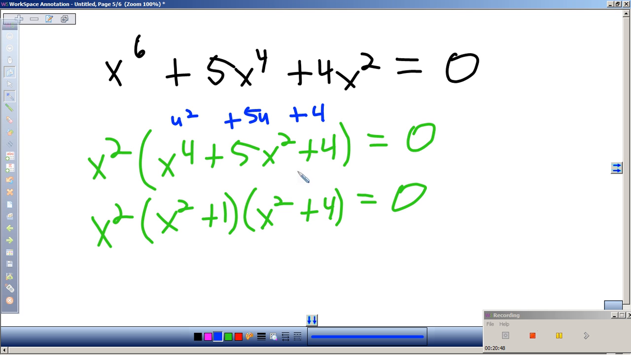Would it take longer? No, I mean, all I'm doing is just saying, if I change it to this form, say I'm letting u equals x squared, how would I factor that? So this would be u plus 4, u plus 1, and then I just change it back to put it here: x squared plus 1, x squared plus 4. Now, how do I finish solving this?